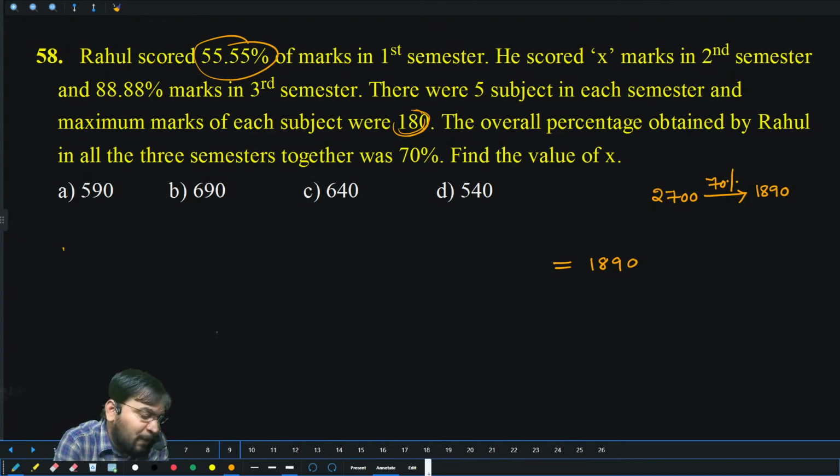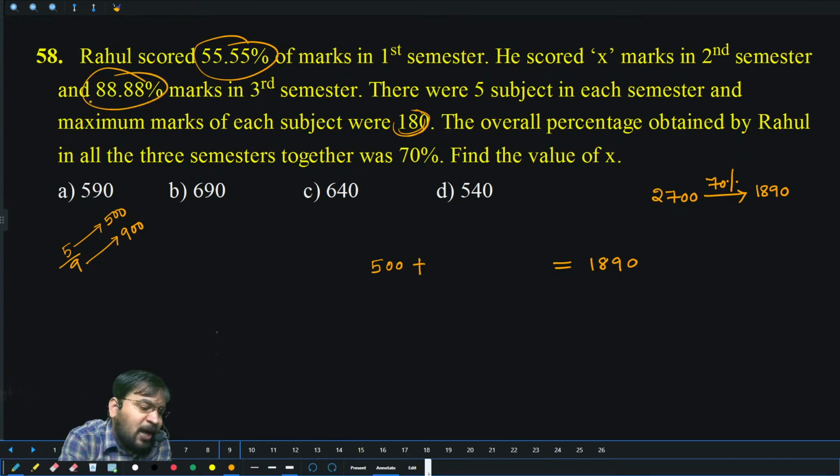In the first semester he got 55.55, which is nothing but 5 by 9. Total marks are how many? 900. 9 parts is 900, so 5 parts is 500, and he got 500 marks in the first semester. Coming to the second semester, 88.88 is nothing but 8 by 9. 88 is a multiple of 11, right? In the 11 table, 8 times 11 is 88. 9 parts is 900, then 8 parts is 800.